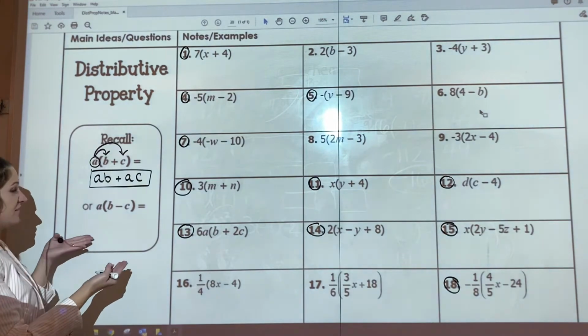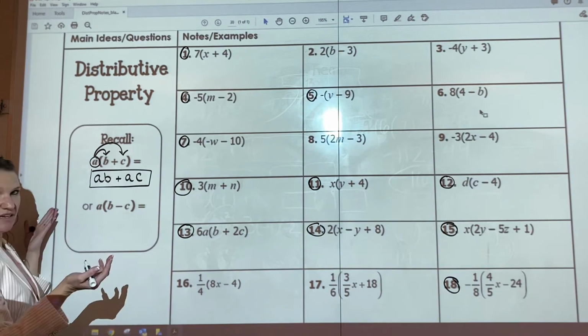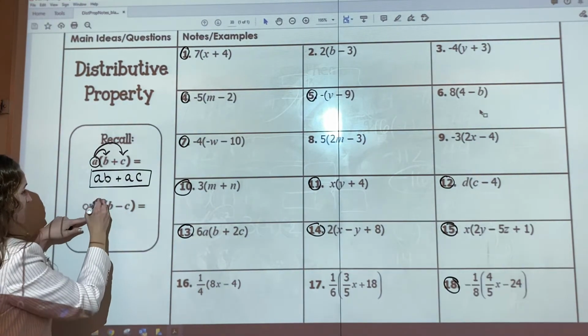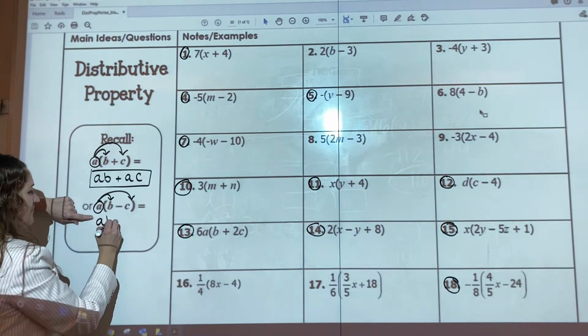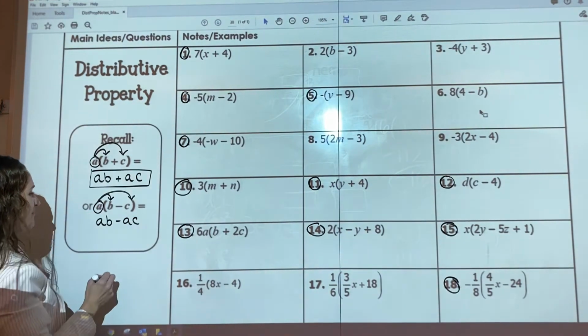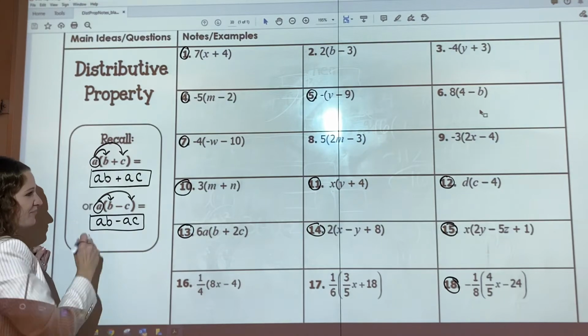Similar to this one, the only difference here is that we have a negative C. So whenever you have a negative C, you can assume that that is a negative variable. So I'm going to distribute my A. A times B is AB. A times negative C is negative AC. Not the same things, not like terms, so I'm done.